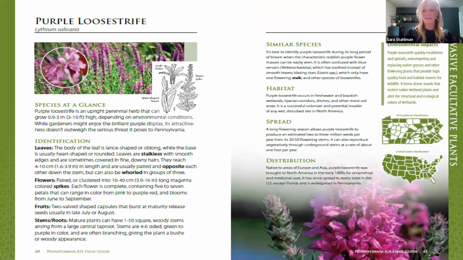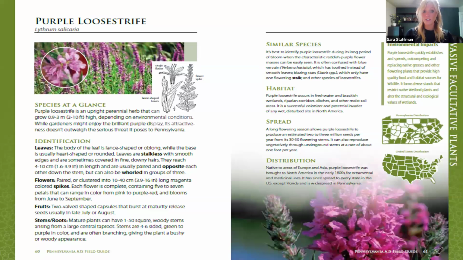So, this is an example with purple loosestrife, which is an invasive plant that is found in Pennsylvania. It gives this species at a glance overview, which is where you're going to find some fun facts or general information about the invasive species. And then there's identification tips. For this plant, it's split up into things like leaves and flowers and fruits and stems and roots. And then there's also a section for similar species.